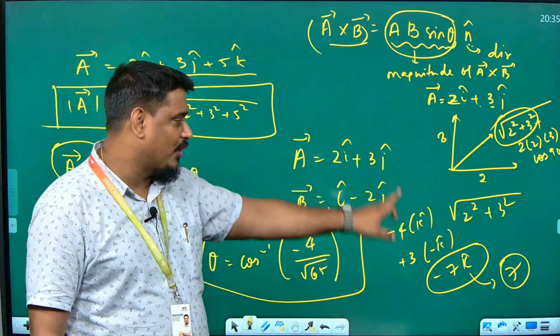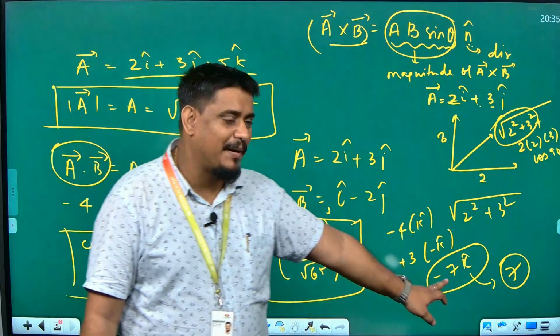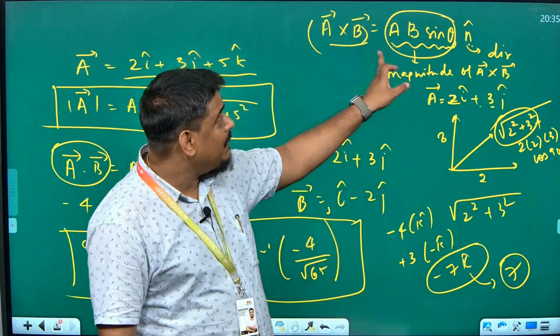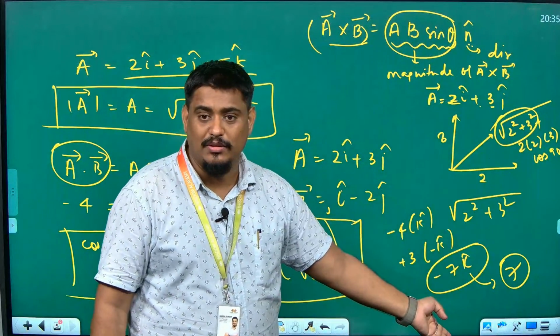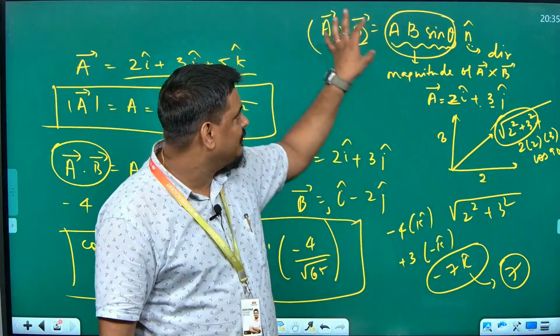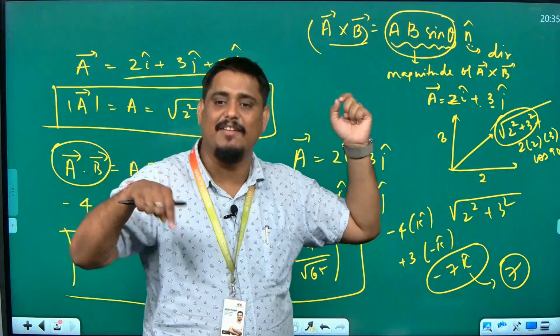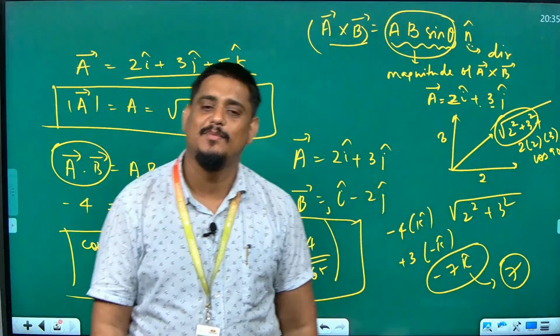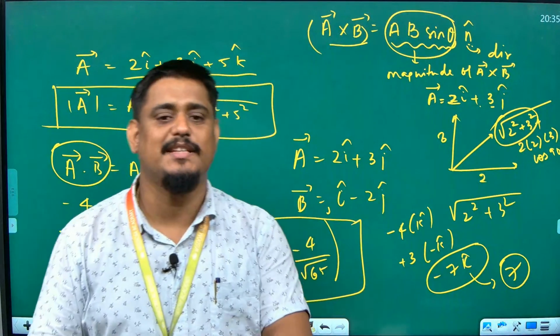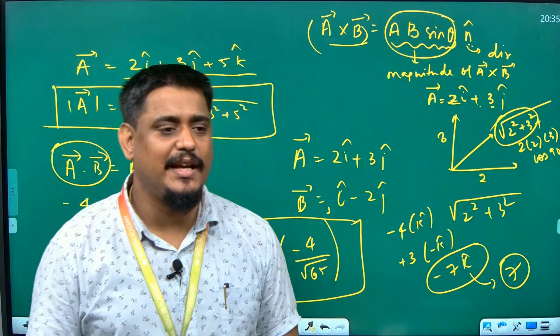A cross B you got. A cross B is how much? Minus 7k cap. AB sine theta you got, its magnitude is 7. Divide this by this, you get n cap. So minus 7k cap by 7 will become minus k cap. N cap is minus k cap. That is the answer.